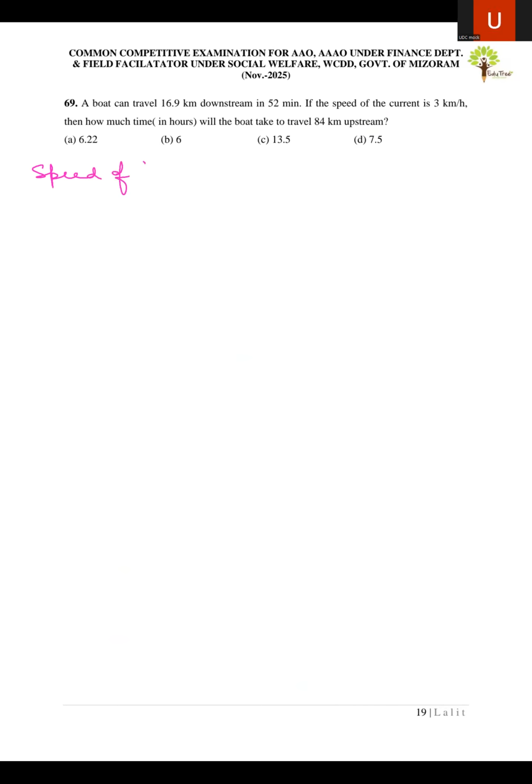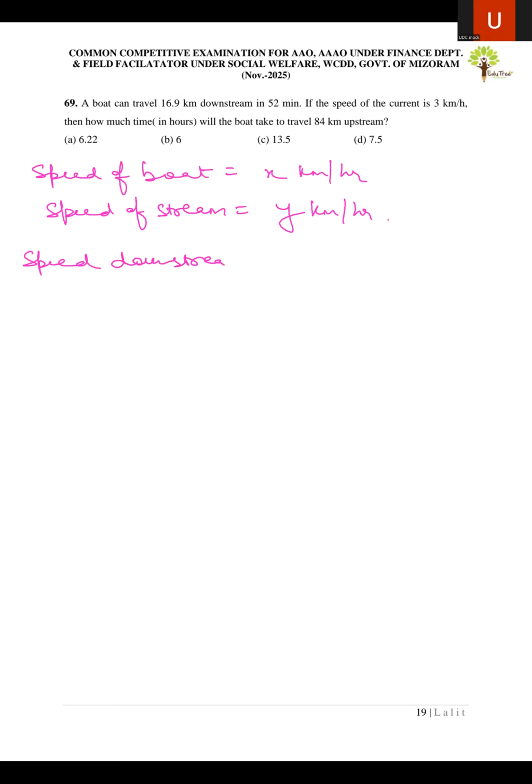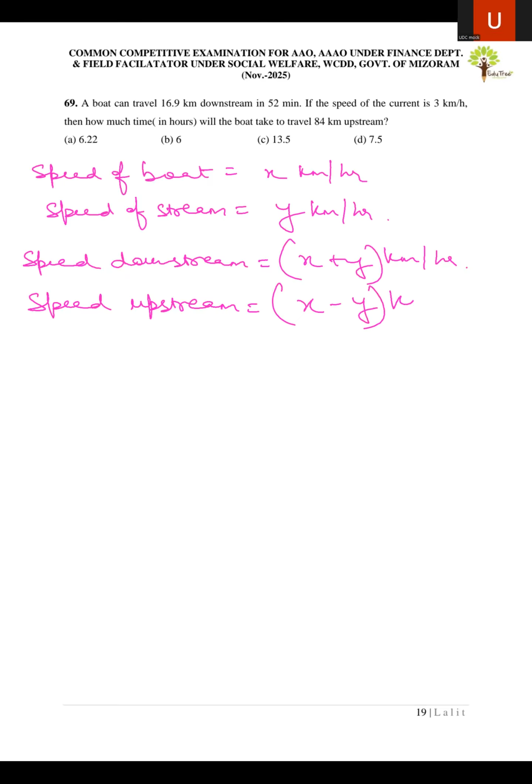boat equals x kilometer per hour. Speed of stream equals y kilometer per hour. All right. Whenever it is speed downstream, we add the speeds, x plus y kilometer per hour. Whenever it is speed upstream, we subtract the speeds, x minus y kilometer per hour. All right.